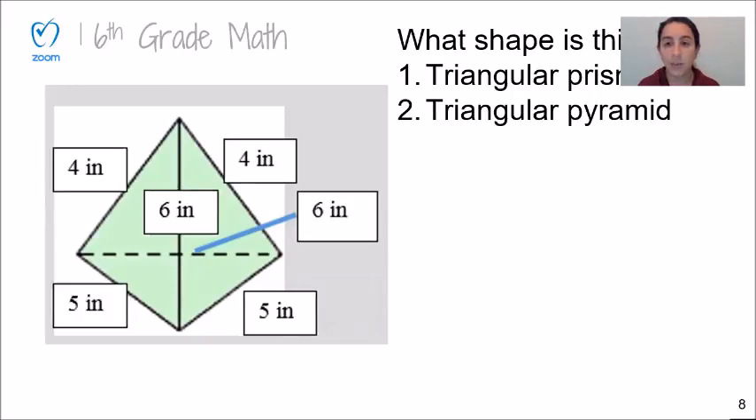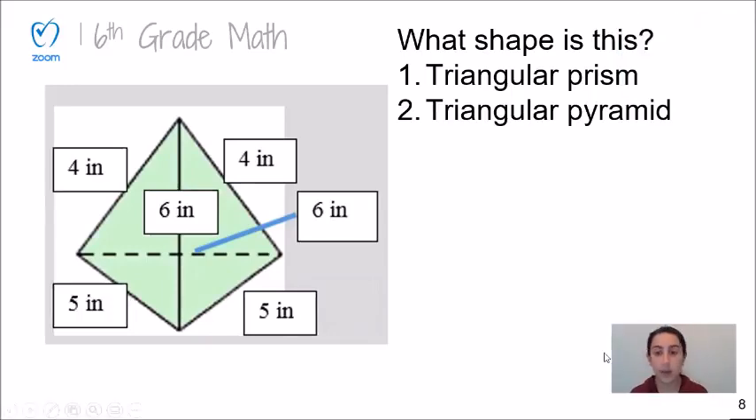Now let's look through one more problem together. It might be a little hard to visualize this, so I'm going to show you how I made this shape in 3D. This is what this shape looks like in 3D. Now my question for you is, based on what we just learned, what is the name of this shape? Is this a triangular prism or a triangular pyramid?